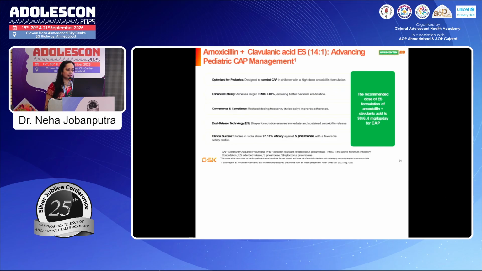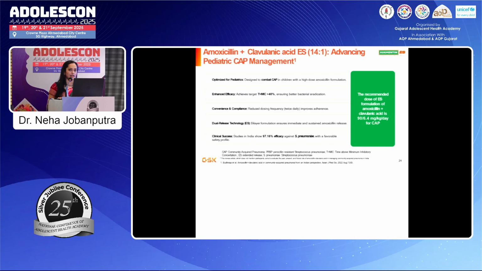Amoxicillin and clavulanic acid ES, that is 14:1, is the advanced management of community acquired pneumonia. It is optimized for pediatrics, designed to combat community acquired pneumonia in children with a high dose amoxicillin formulation. It gives us enhanced efficacy. It achieves the target of T>MIC more than 40%, ensuring a better bacterial eradication. Convenience and compliance: reduced dosing frequency to twice daily improves adherence. Dual release technology, the bilayer formulation ensures immediate and sustained amoxicillin release.